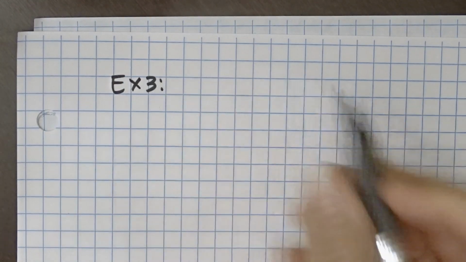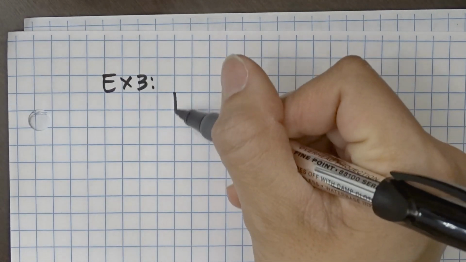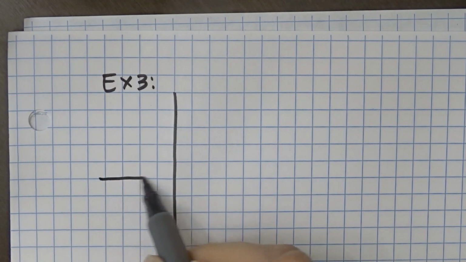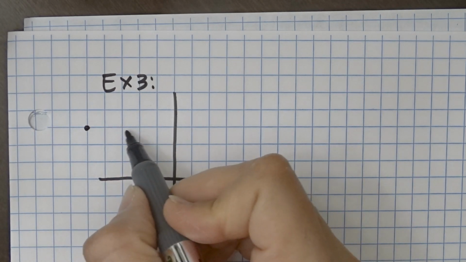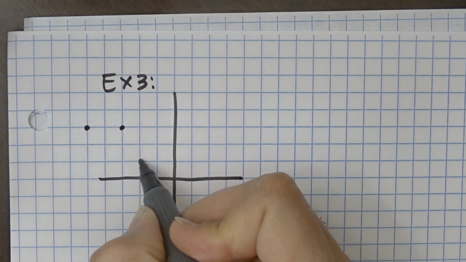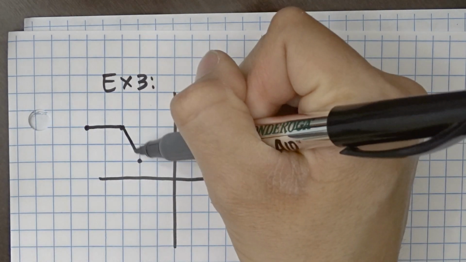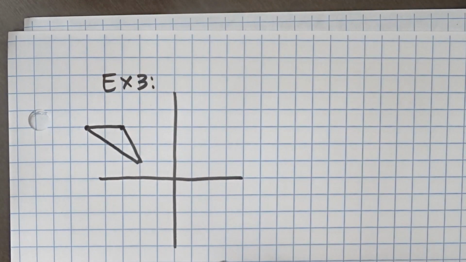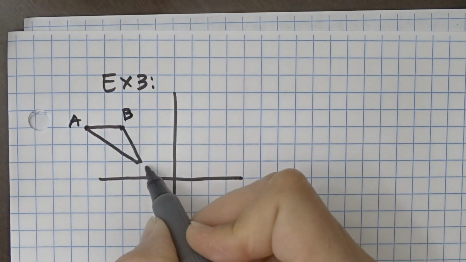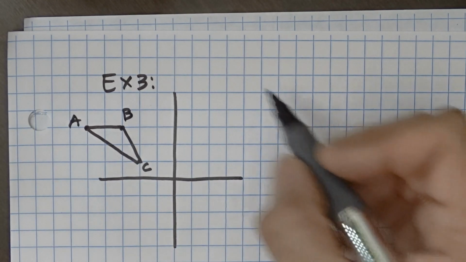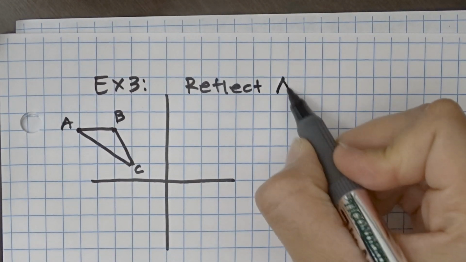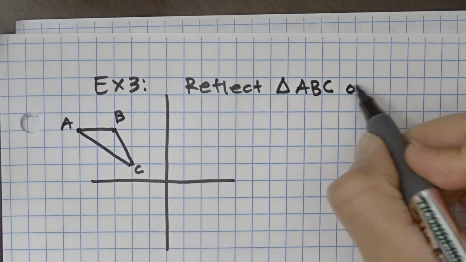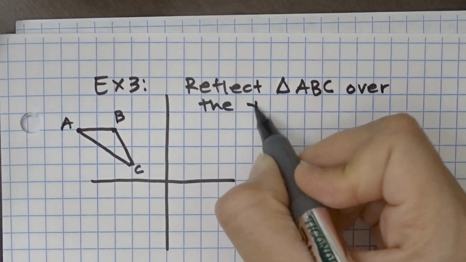And the last one. So I have A, B, C. The instructions are to reflect, this time over the y-axis, triangle ABC over the y-axis.